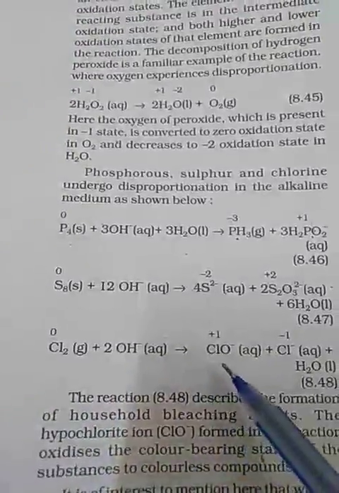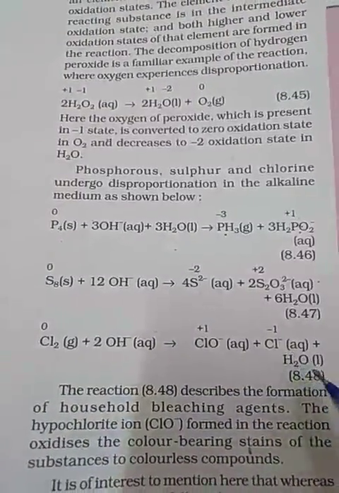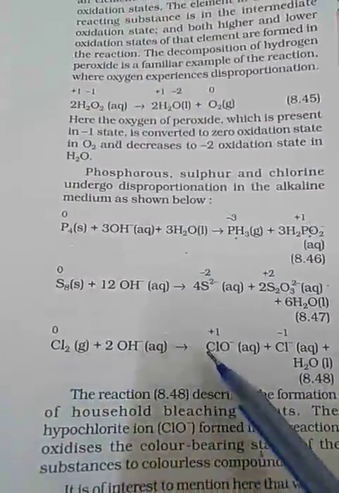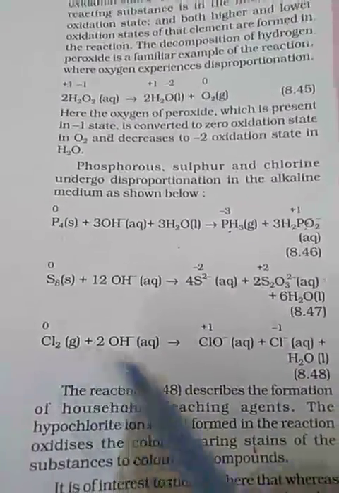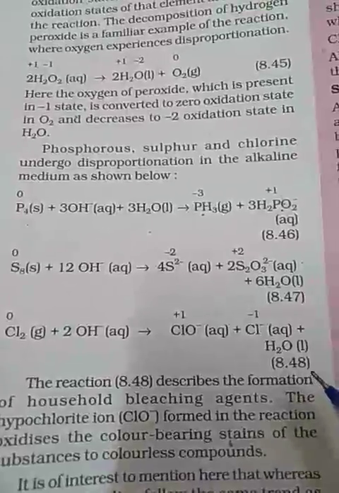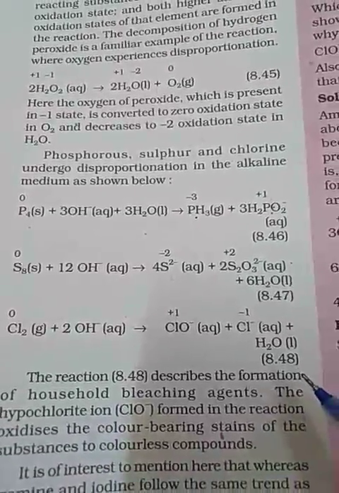Cl2, OH ion, chlorate ion, Cl ion. Okay, so chlorine goes from 0 to +1 and from 0 to -1. One side is going to decrease and one side is going to increase. Okay, this reaction is 8.48.